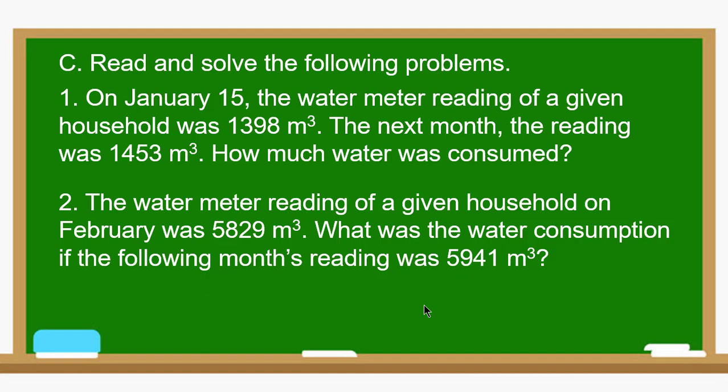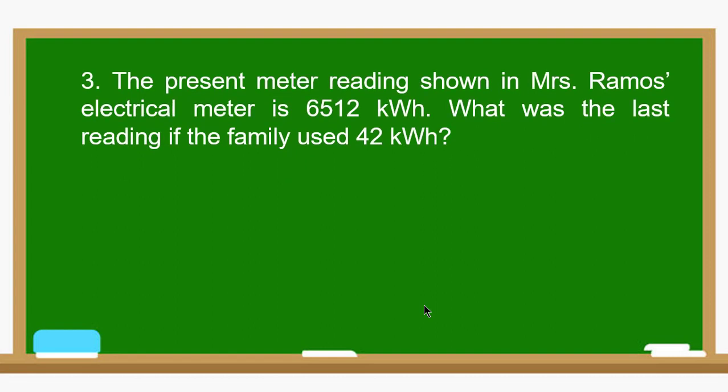What was the water consumption if the following month's reading was 5,941 meter cube? Number 3. The present meter reading shown in Mrs. Ramos' electrical meter is 6,512 kilowatt-hour. What was the last reading if the family used 42 kilowatt-hour?